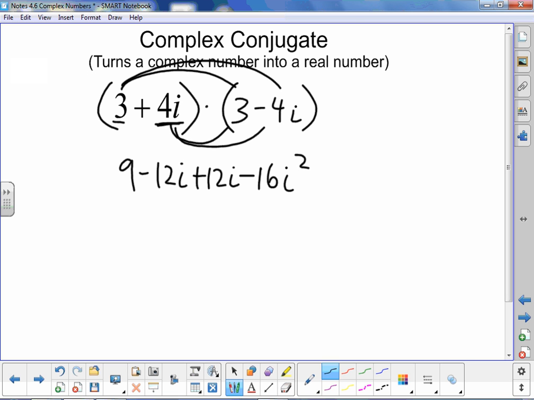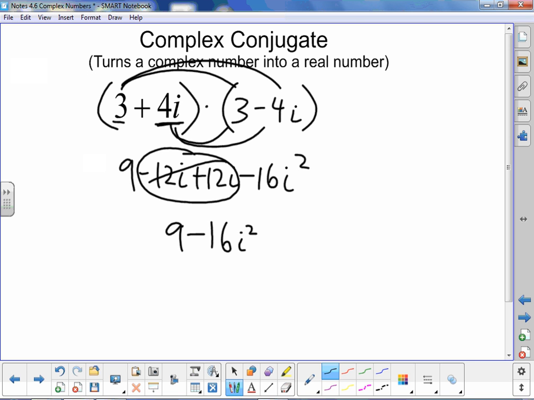That's the whole reason why we chose this, because when you switch the sign of the i part right here, it actually cancels in the middle. The negative 12i and the positive 12i will cancel out. That's the whole reason why we picked the opposite sign. Now the i squared part doesn't really matter. So it's 9 minus 16i squared.